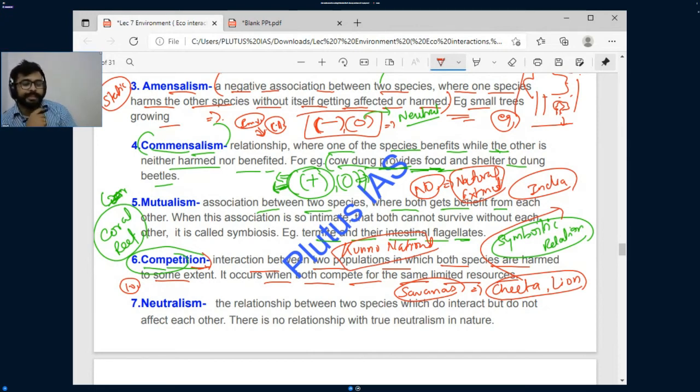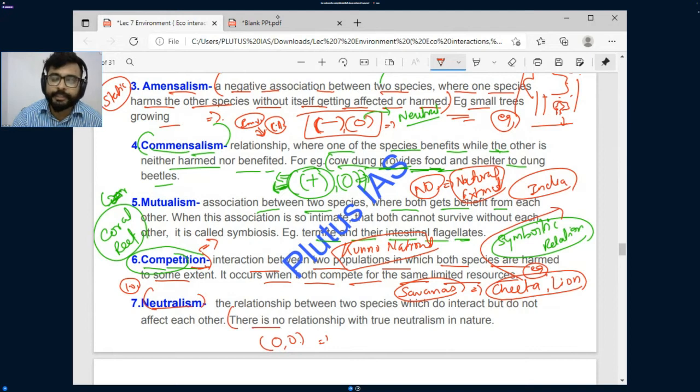This Kuno National Park extends to the boundaries of Madhya Pradesh, and some part is there in Rajasthan as well. So this could be the example of competition. Then neutralism, where both the species are neutral with each other. So technically speaking, there is no such relation which I can quote you as an example of neutralism, where both are getting no benefit out of each other.